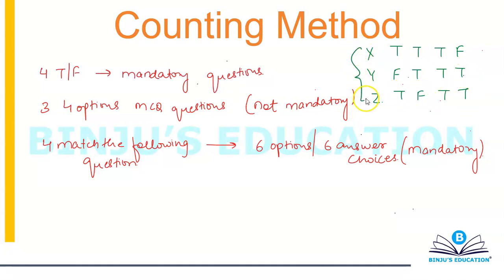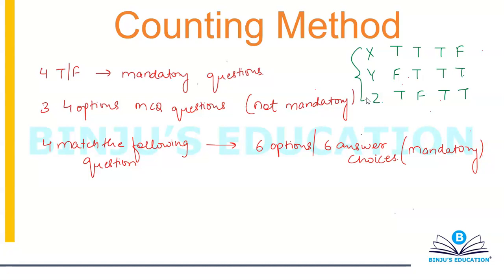Now if you observe carefully, you'll realize that all 3 of them have marked 3 true and 1 false. But the order in which they have marked is different. The first one has marked the fourth one as false, the second one has marked the first one as false, the third one has marked the second one as false. So I'm talking about these number of ways, like how many ways there are to mark the answers.